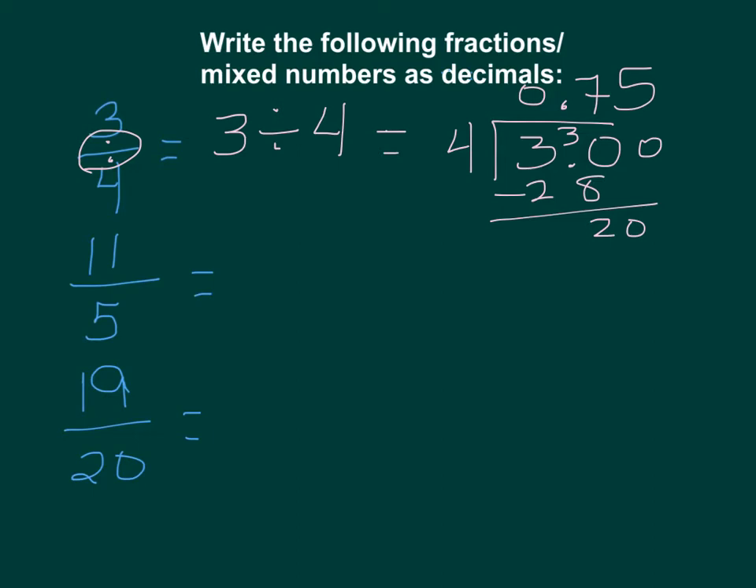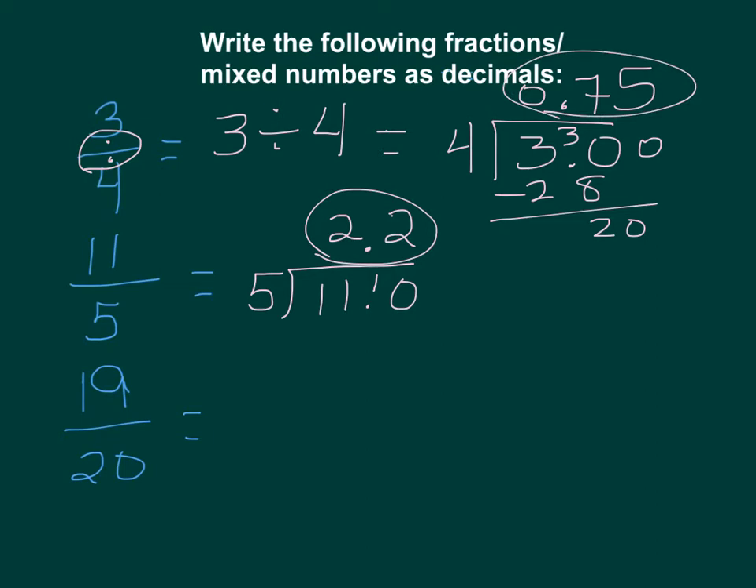So let's look at the next one. The improper fraction 11/5. We're going to divide 11 by 5. 5 goes into 11 twice, with 1 left over. Using short division, 5 goes into 10 twice, with 0 left over. So 11/5 is equivalent to 2 2/10, or 2.2.